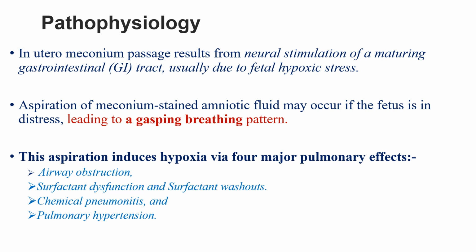Aspiration of meconium-stained amniotic fluid may occur if the fetus is in distress, leading to a gasping breathing pattern, or it might occur after delivery when the baby starts to breathe. This aspiration induces hypoxia via four major pulmonary effects. Those are airway obstruction, which can be partial or complete, surfactant dysfunction, surfactant washout, chemical pneumonitis, and even causing pulmonary hypertension.